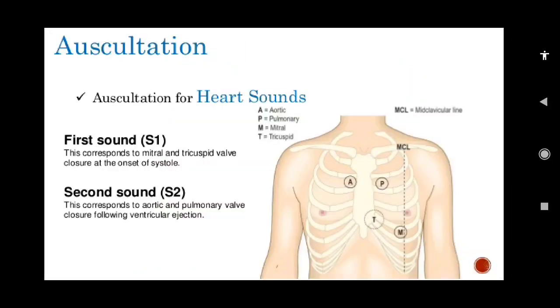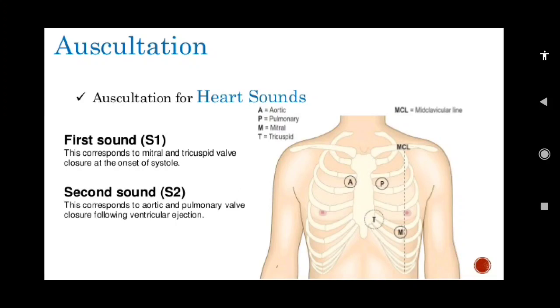Next and last is the auscultation for heart sounds. There are four auscultatory areas: aortic, pulmonary, tricuspid and mitral. These four areas we first have to locate, and then we have to listen for the S1 and S2 heart sounds.